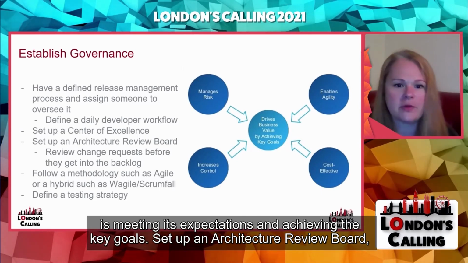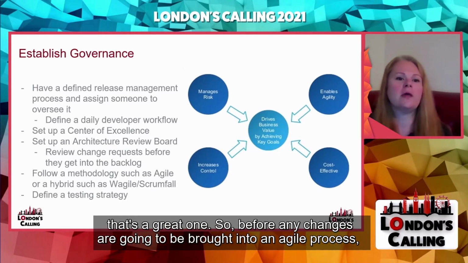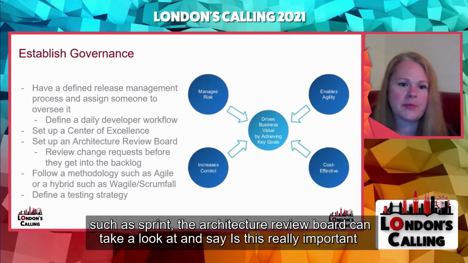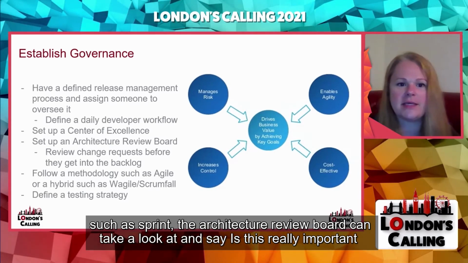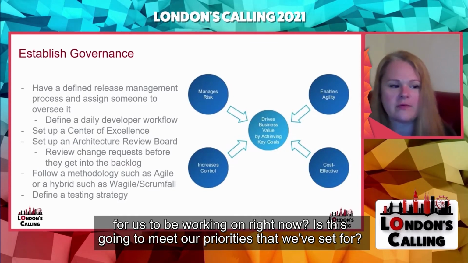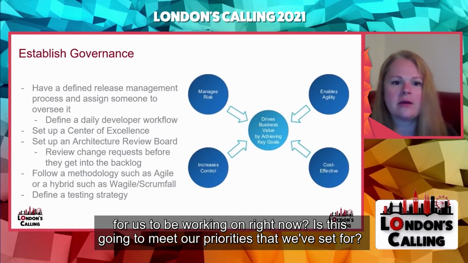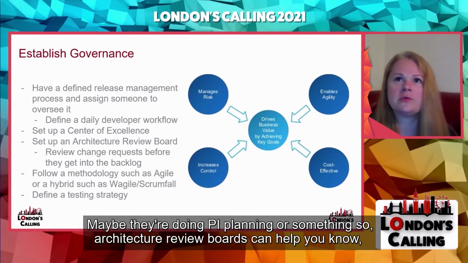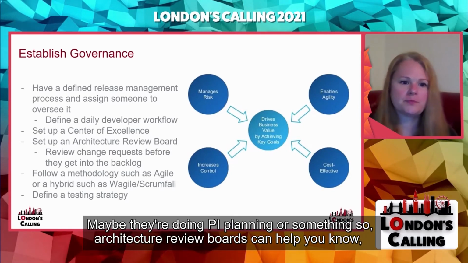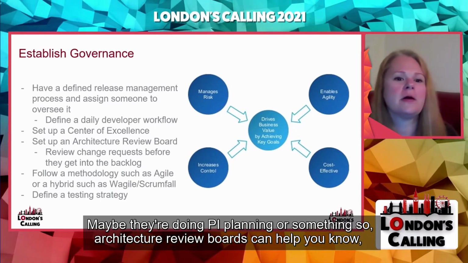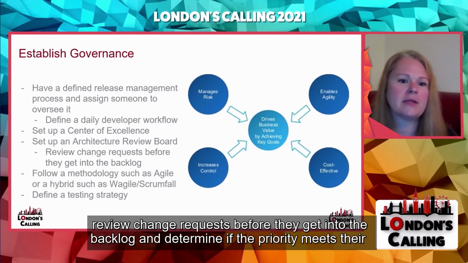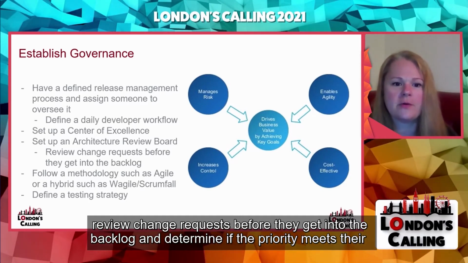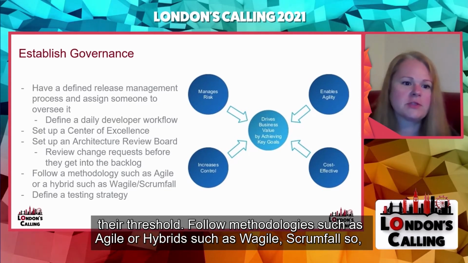Set up an architecture review board. That's a great one. So before any changes are brought into an agile process, such as a sprint, the architecture review board can take a look at it and say, is this really important for us to be working on right now? Is this going to meet our priorities that we've set? Maybe they're doing PI planning or something. So architecture review boards can help review change requests before they get into the backlog, and determine if the priority meets their threshold.